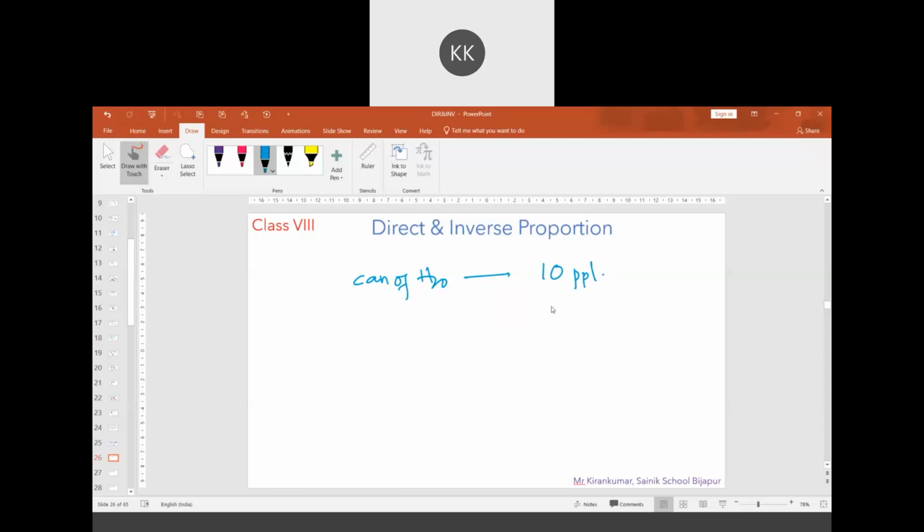If the number of people is increased, the water also will be increased. It's a direct proportion, because one man, one day, hours or area. Think of something else.